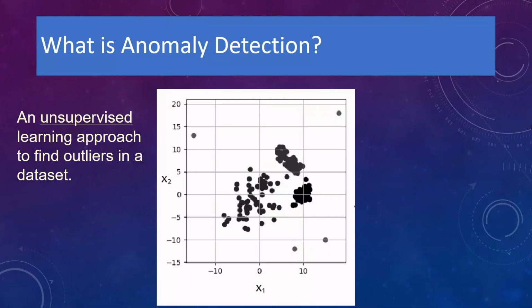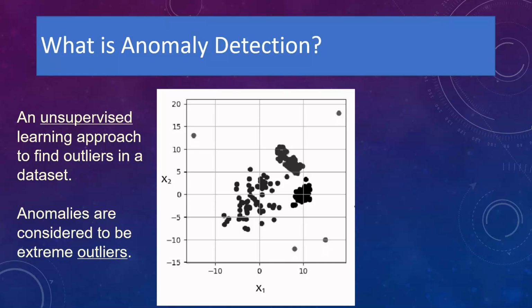It's an unsupervised machine learning approach to find outliers in a data set. So you see a data set here. Features are x1 and x2, and a whole bunch of points in that space. Anomalies are considered to be the extreme outliers. So here we have 4 such extreme outliers, and this is the main part of our data, which we might do some other machine learning tasks such as clustering or what have you.